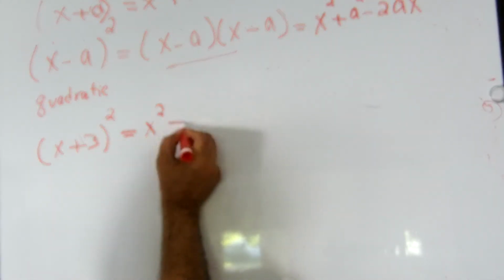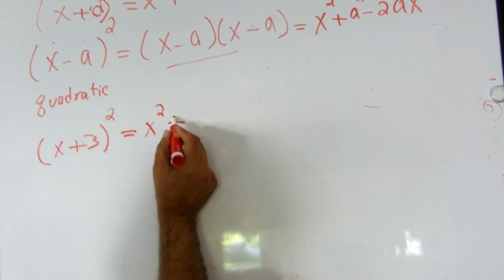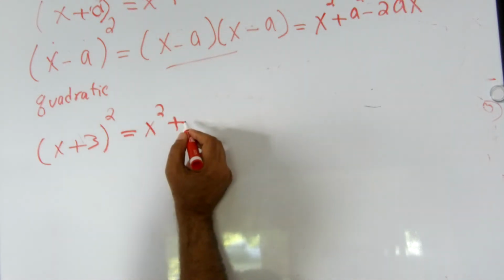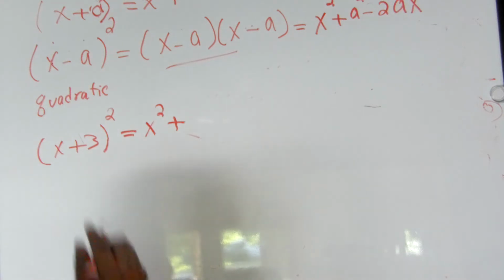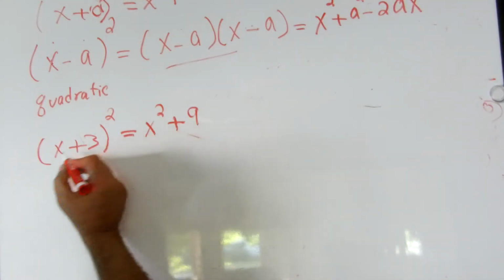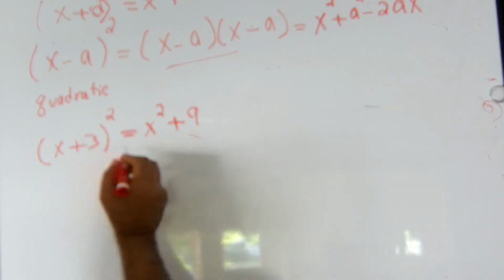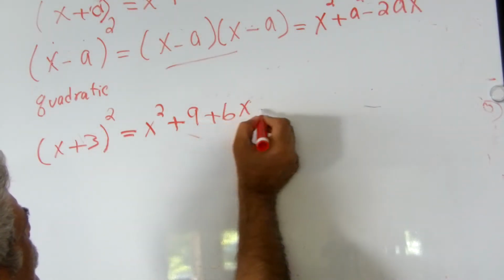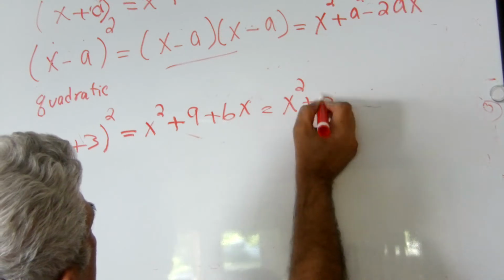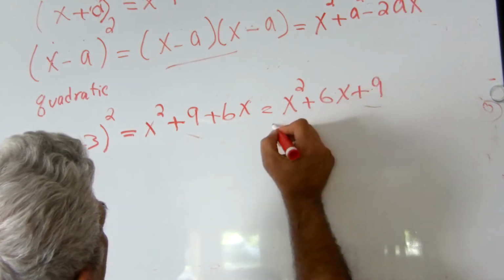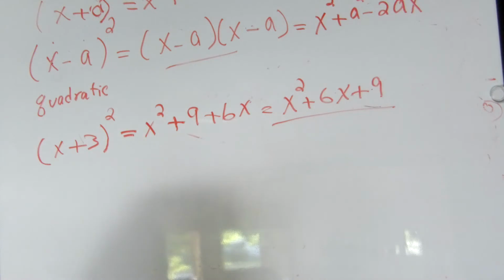We talked about it earlier: we square the first item, and then we square the second one. The plus is going to be the sign. The second one squared is going to be 9, and 2 times x times 3 is going to be 6x. So we write it x squared plus 6x plus 9 in standard form. This is a quadratic.